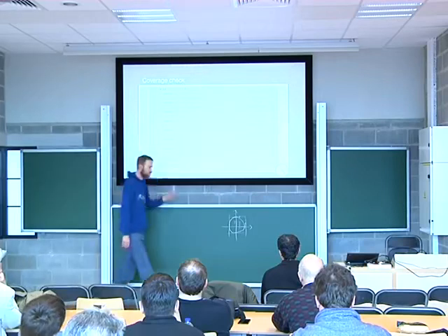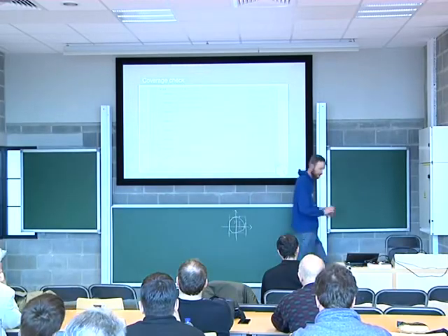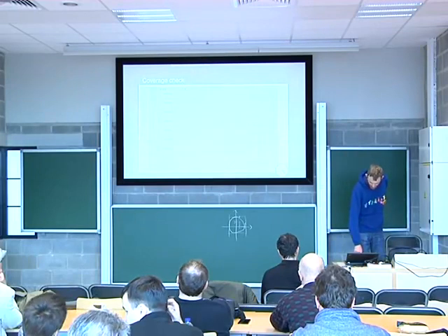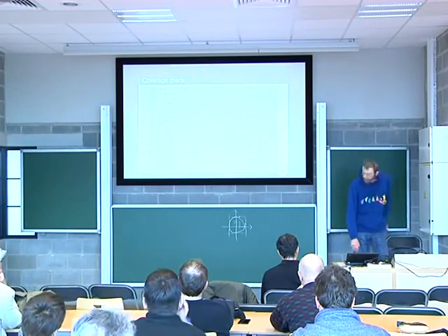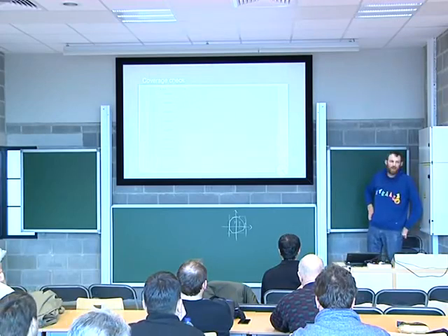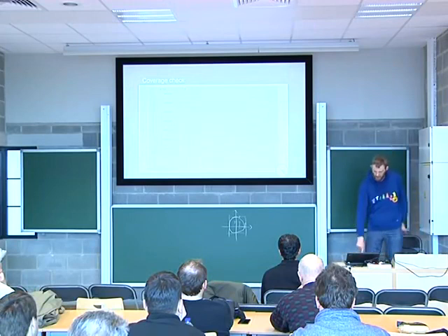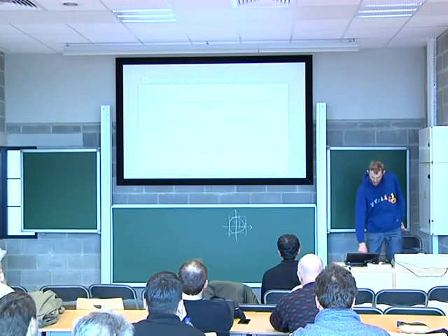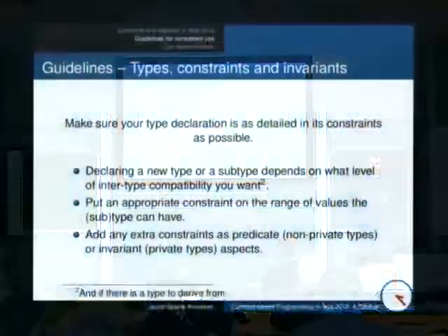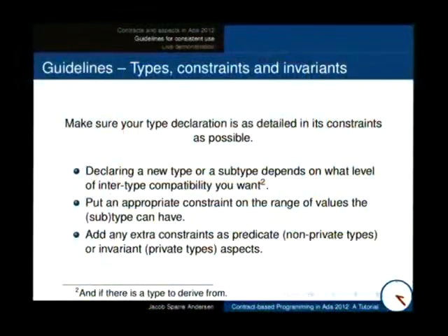It's not directly a contract, but it's a very useful static implementation check. And it relates to the subtype of this value you put in. So that was a quick overview of contracts in Ada 2012.